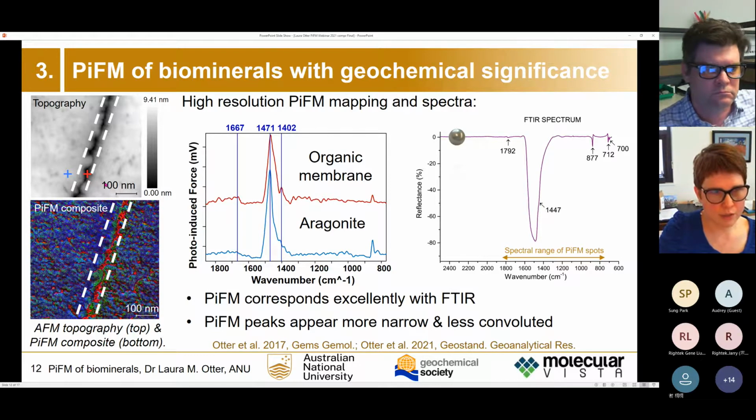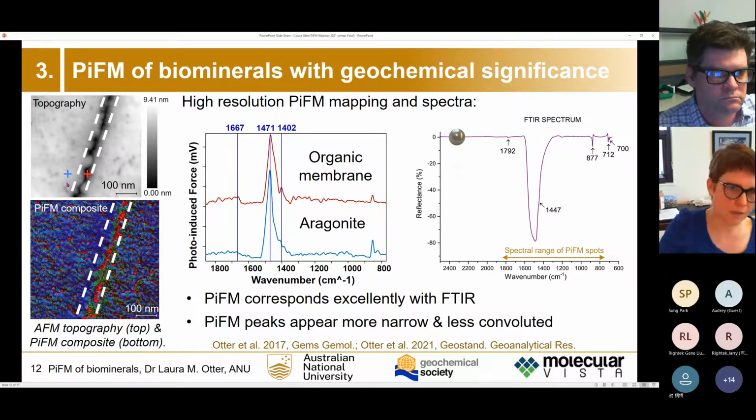So here we went in and took a spot measurement from inside the membrane and one just outside the membrane in the calcium carbonate part. And this is what we get. We get a very nice FTIR looking spectra of the organic phases. This is the amide peak region here. And this peak, this long one here, is from the calcium carbonate phase.